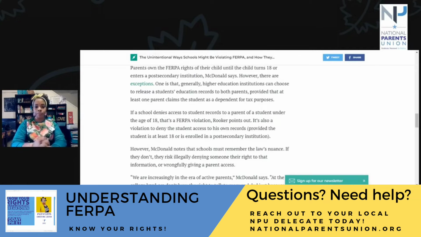Here is where we're talking about violations of FERPA. If a school denies access to student records to a parent or a student under the age of 18, that is a FERPA violation. It is also a violation to deny the student access to his own record, provided that the student is at least 18 or enrolled in a post-secondary institution. Here is a part I have heard about the most from parents: "I was not allowed to have access to the records." Really? That's interesting, right? That should not be.